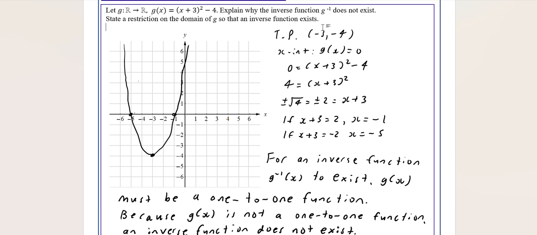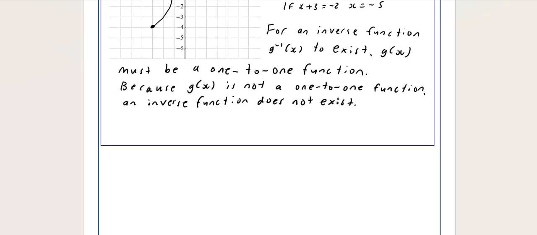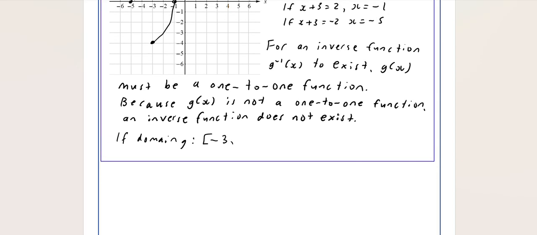So what I'm going to do is split my graph in half. I'm going to delete its left side, and I'm going to restrict its domain so that it starts at -3 and then continues on to infinity. So we're going to have to go outside the box. If the domain of G starts at, I believe it was -3, right? Yep. If it starts at -3 and runs to infinity, G of x would be one-to-one, and then an inverse function would exist.